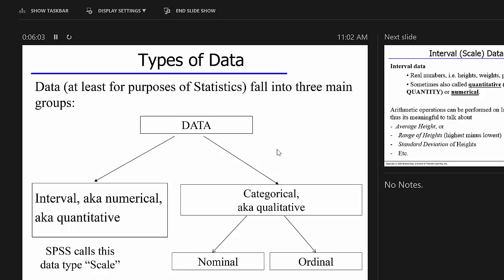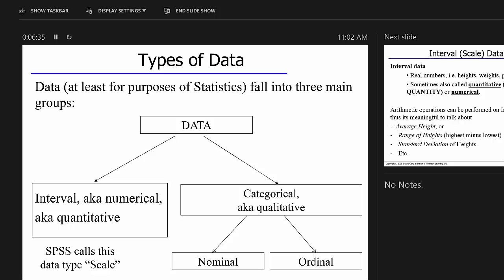So all data that statistics deals with falls into three categories. Well, technically it's two categories, and one is then split into two subcategories. So let's discuss them. Type number one is sometimes called interval, sometimes numerical, sometimes quantitative, from the word quantity, in other words, count and measure. SPSS calls that data type scale. So these are just different names for the same data type.